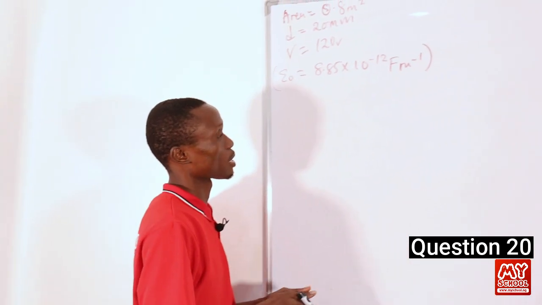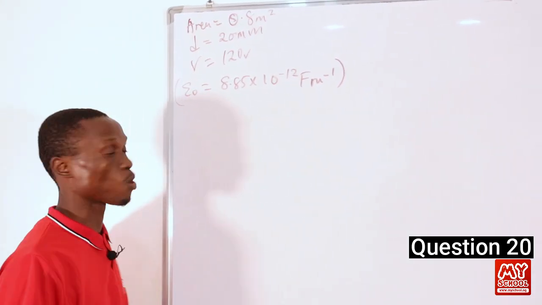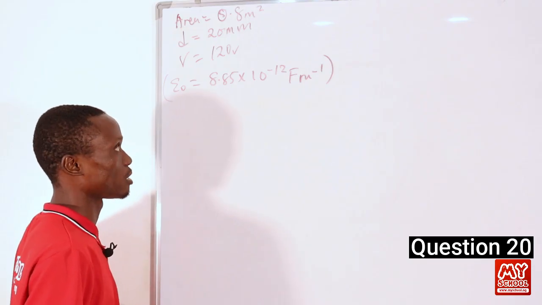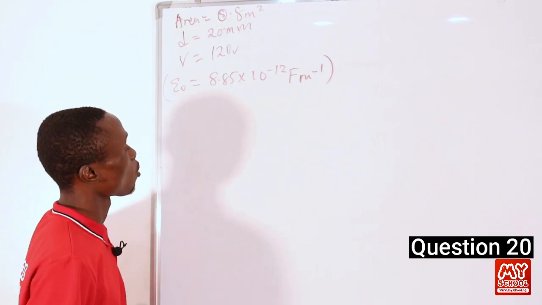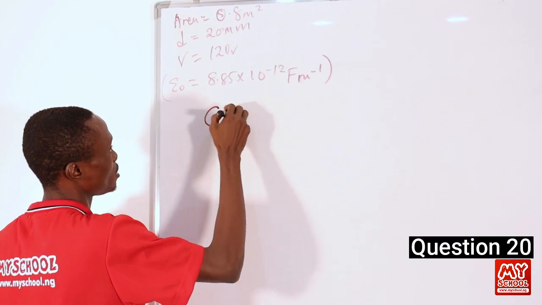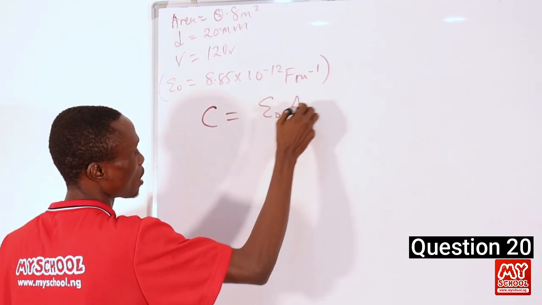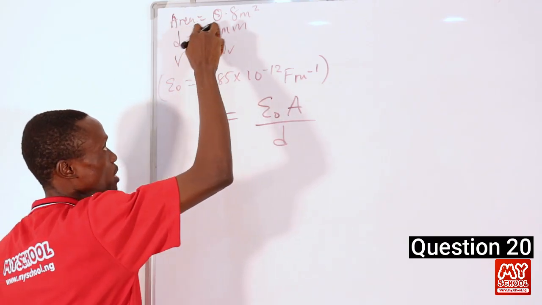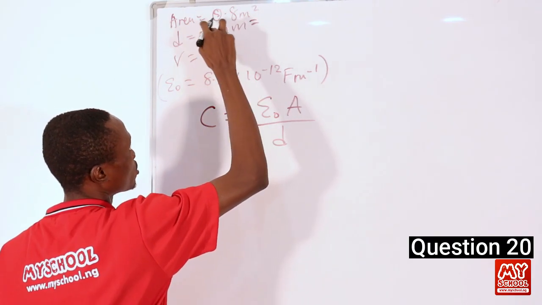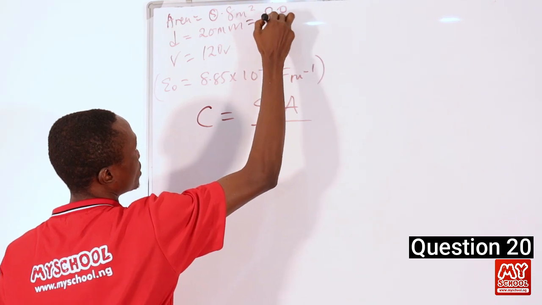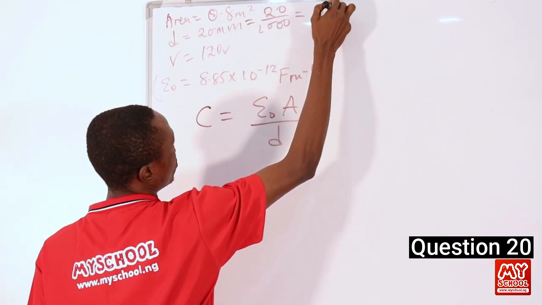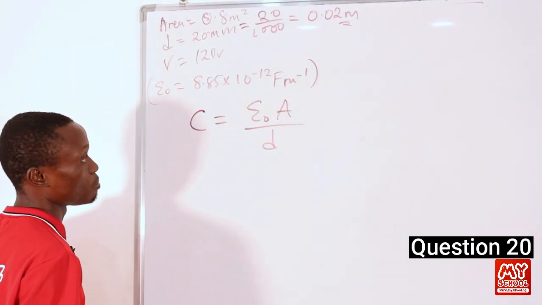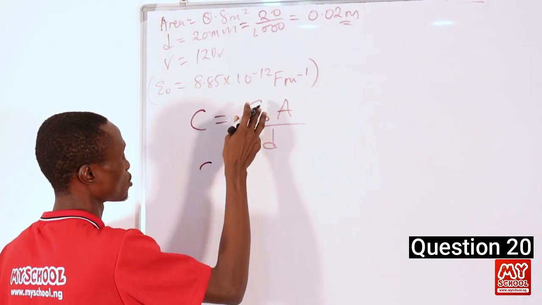In this question we are asked to calculate the charge on each of the plates. But before we can get the charge on each of the plates, we need to calculate the capacitance of the capacitor. And this is given as C is equal to epsilon naught times area all over d. Okay, so this d is the distance, so we have to convert it to meters. Converting this to meters, we divide by 1000, and this will be equal to 0.02 meter. So that all the units are in their fundamental unit. So let's substitute this into the given formula.